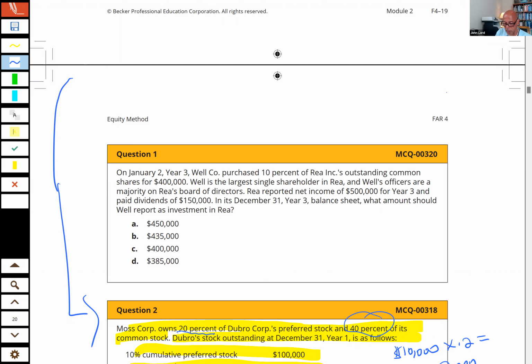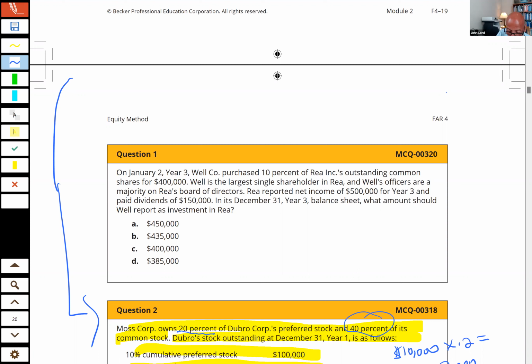But they told us that we are the single largest shareholder. We have people on the board of directors. So they're trying to tell you we exert significant influence, right? In fact, I'm surprised that they didn't give us a choice that just contemplated the dividend to try to trick us to see if we just memorize the 20%. But this question was not that evil.